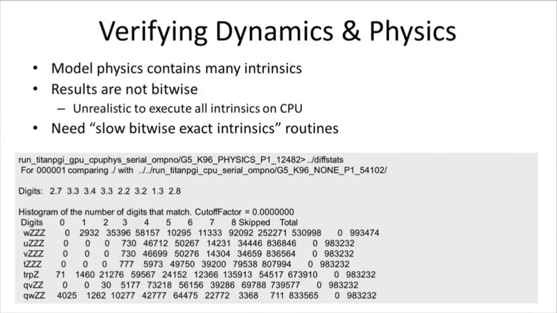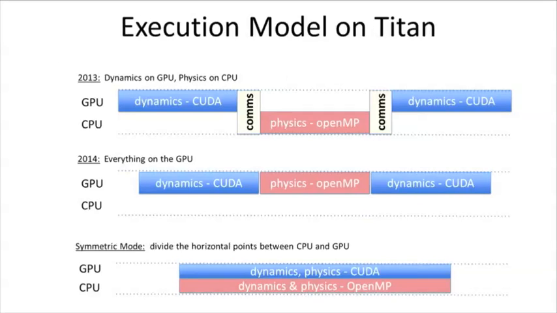When we get to physics, and we're doing this now, we've run into a lot of intrinsics, and intrinsics are not bitwise reproducible. And so we're stuck with trying to do measurements where it's not so easy to figure out whether the model is going to have parallelization bugs or instabilities that show up because of errors that we've introduced. So what we would like to do is have some sort of slow, bitwise exact intrinsic routines that we can incorporate so that we can get back to this exact solution, allowing us to do direct comparisons between CPU and GPU. Right now, the execution model that we run on Titan is at the top.